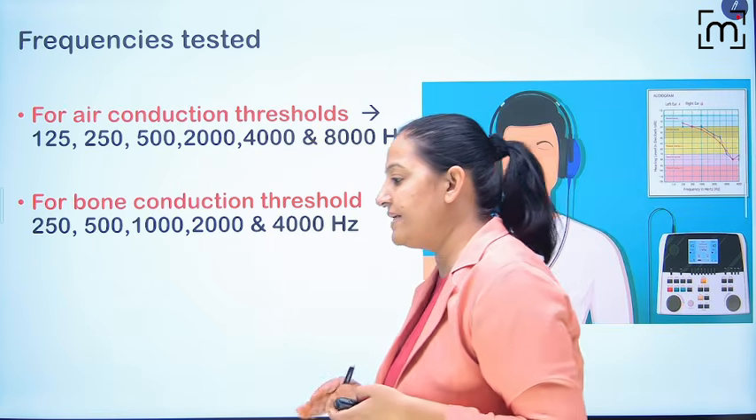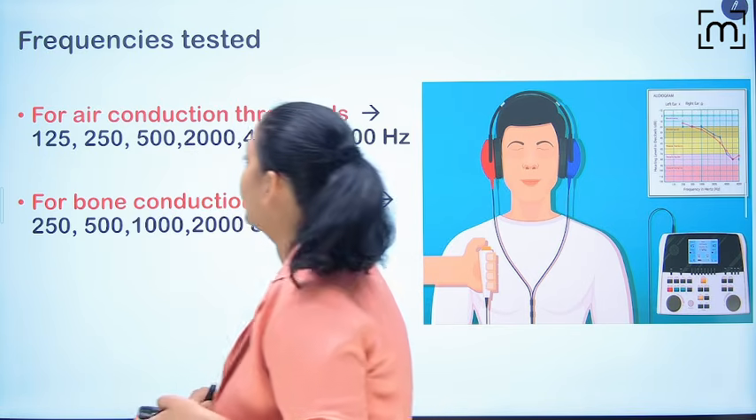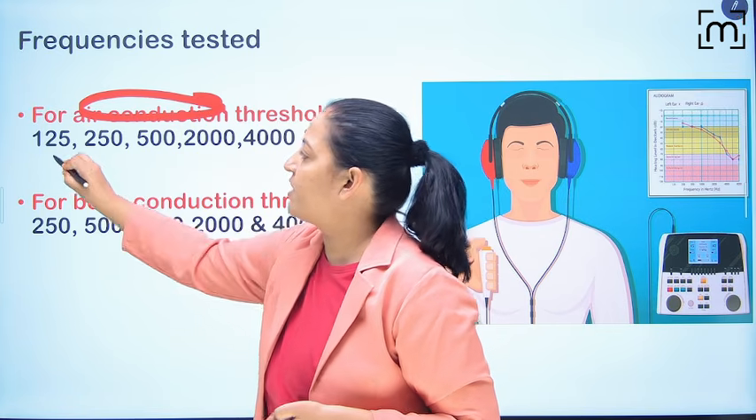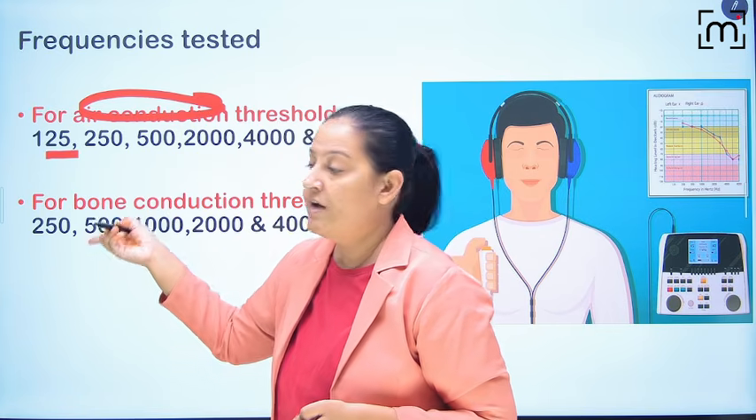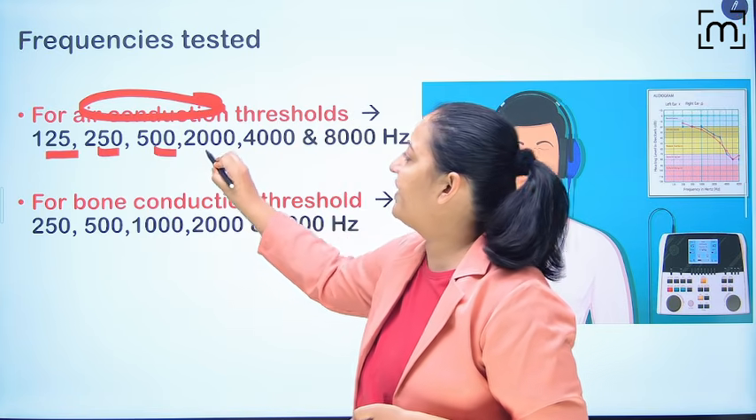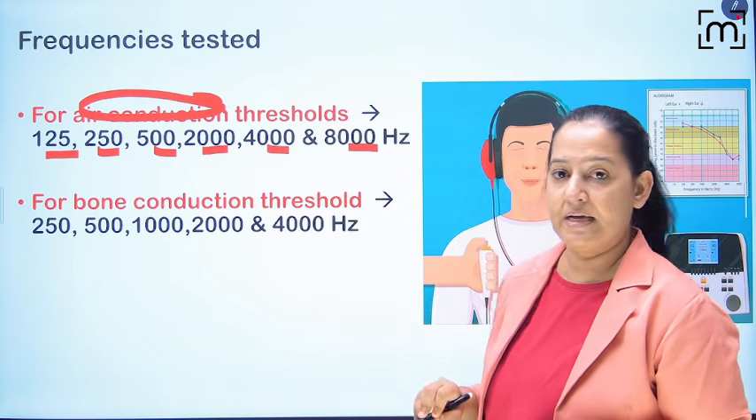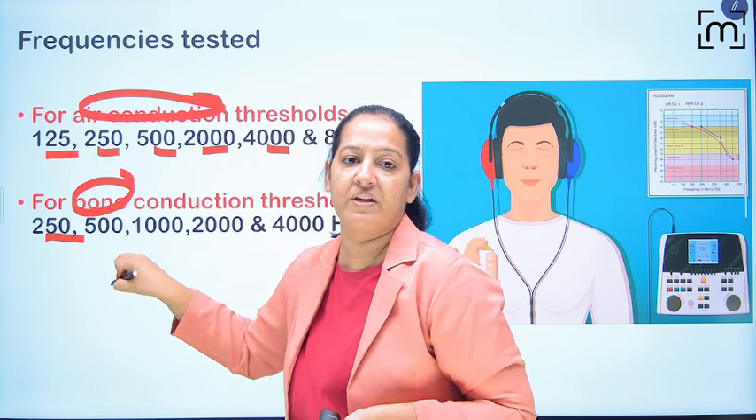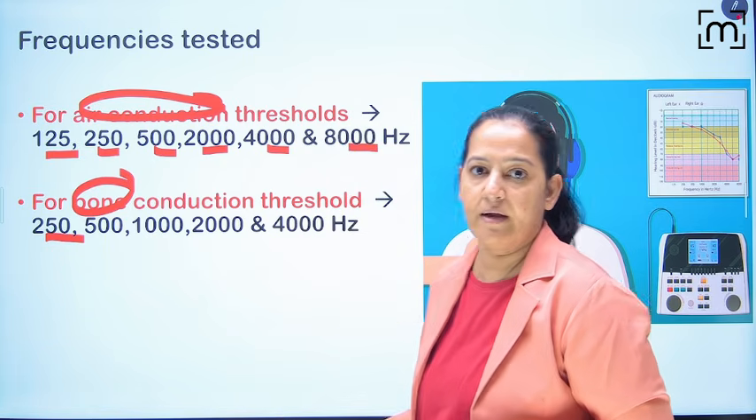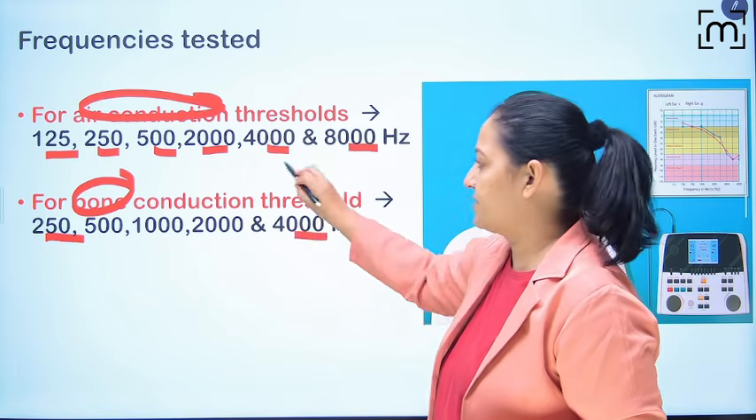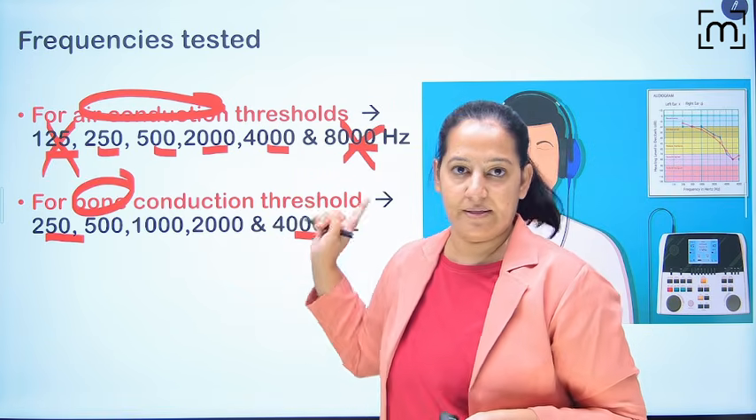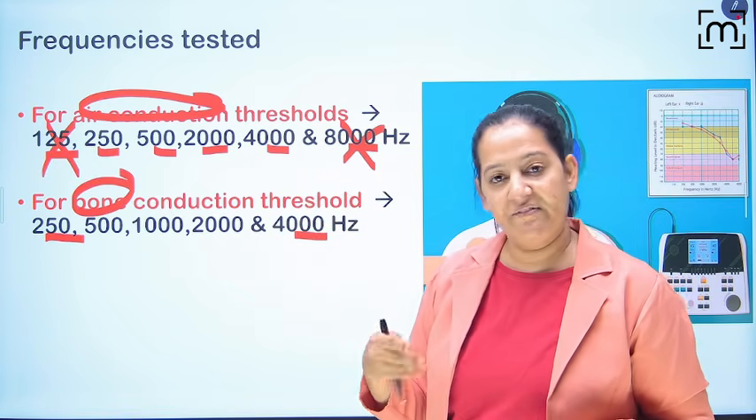So which frequencies are we using here? When you test AC, you have to start with 125, minimum 125. 125, then 250, then 500, then 2000, 4000, 8000. If you are testing BC, don't start with 125, directly start with 250. So learn the starting point. And at 4000, don't go. So first and last we eliminate. For BC, we test only for this. So these are the frequencies we will play one by one.